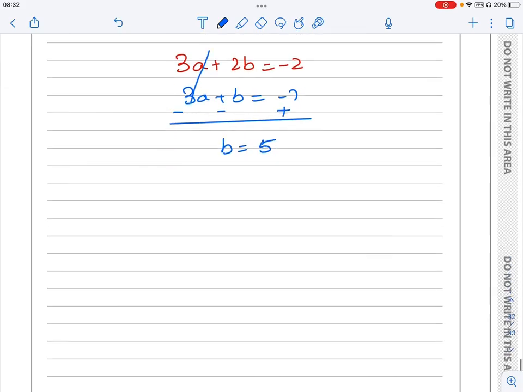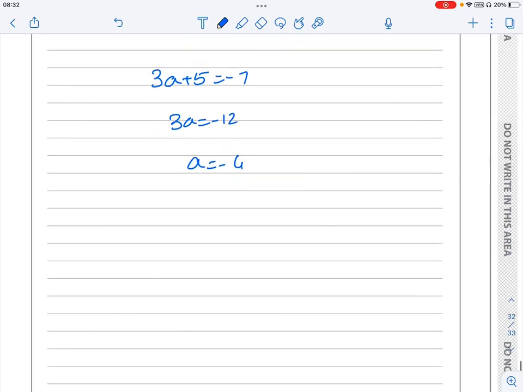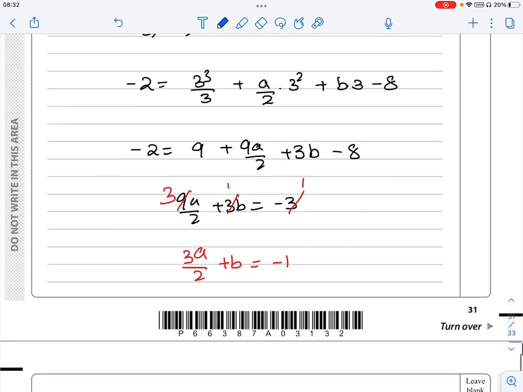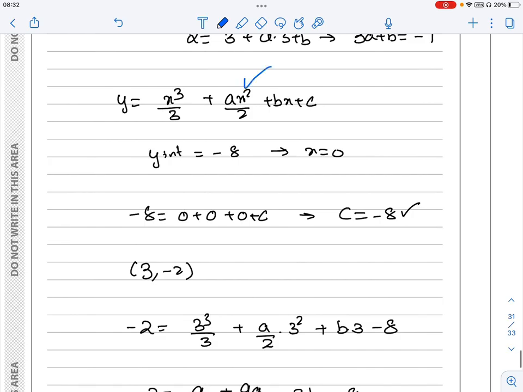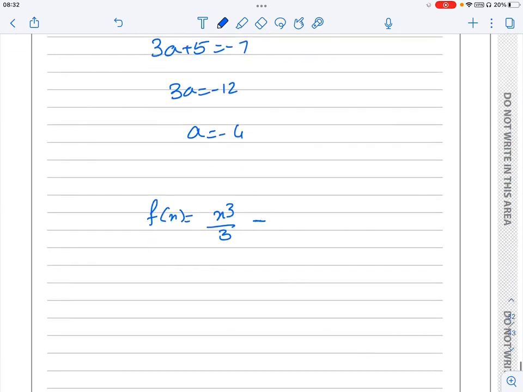Once I get b equals 5, 3a plus 5 equals negative 7, 3a equals negative 12, a equals negative 4. So I got the values of a and b. Now f of x equals x cubed upon 3 plus ax squared upon 2 plus bx, b is 5x, and minus 8. a was minus 4, so what does it become? x cubed upon 3 minus 2x squared plus 5x minus 8. That's going to be the equation of f of x.